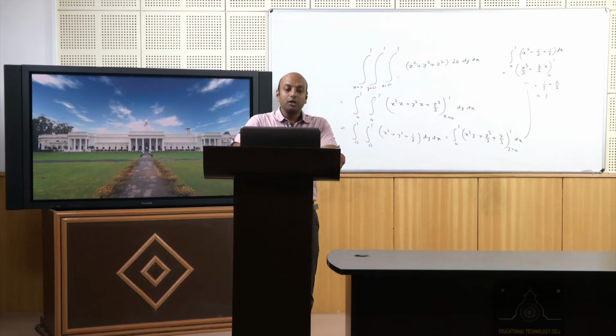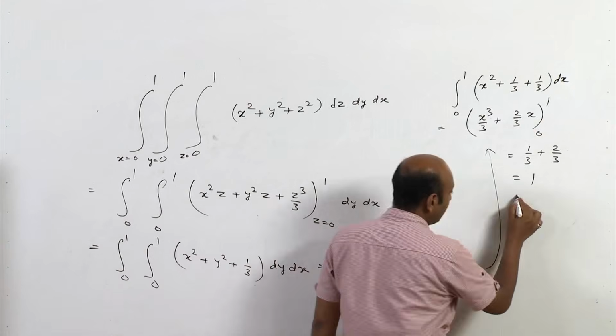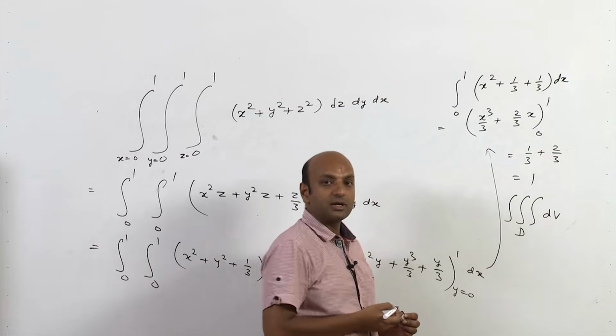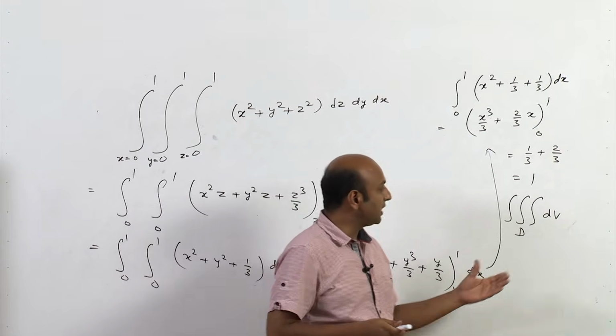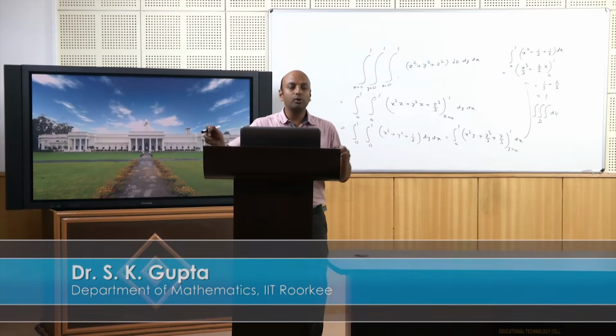Okay. Now, if f is 1, if we are talking about the triple integral over D of dv, what does this give? This gives the volume of the solid D.